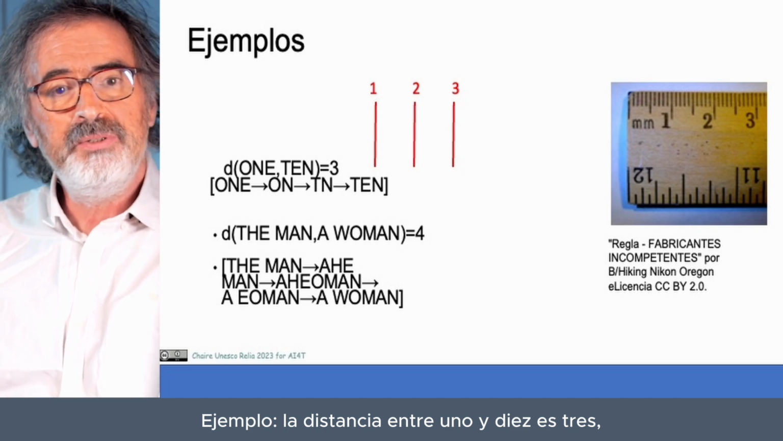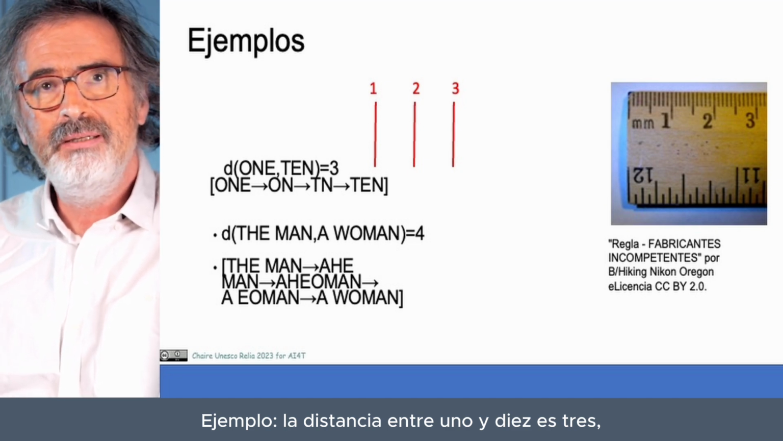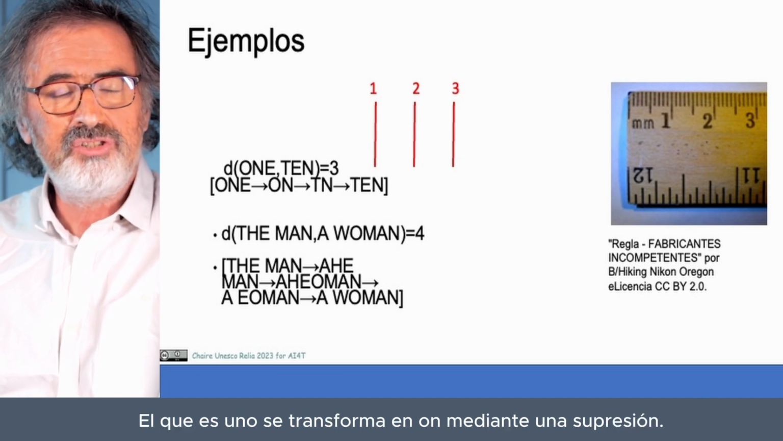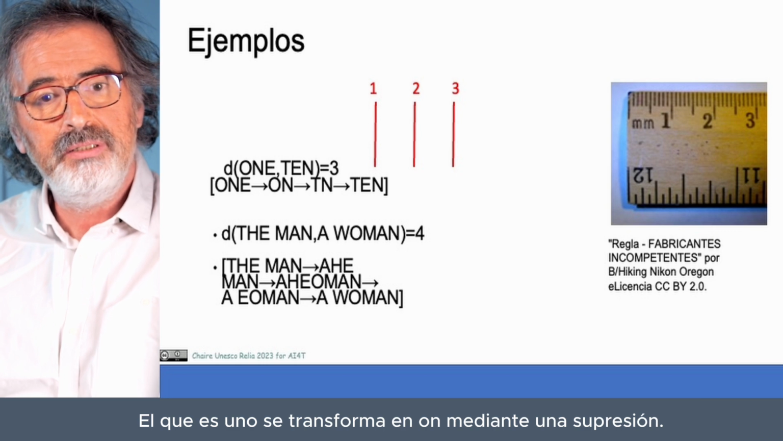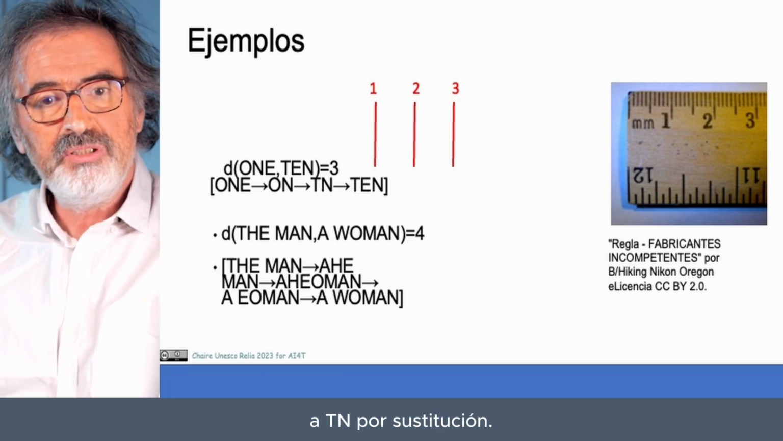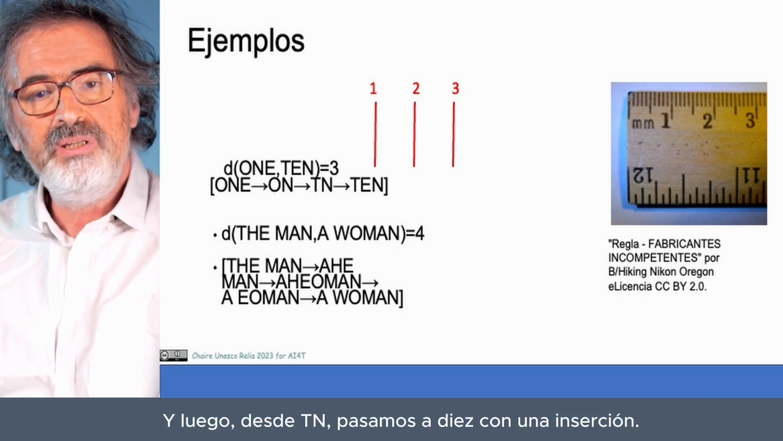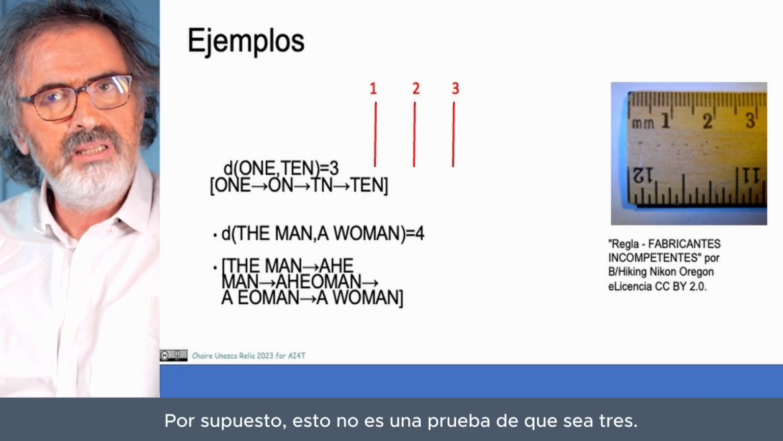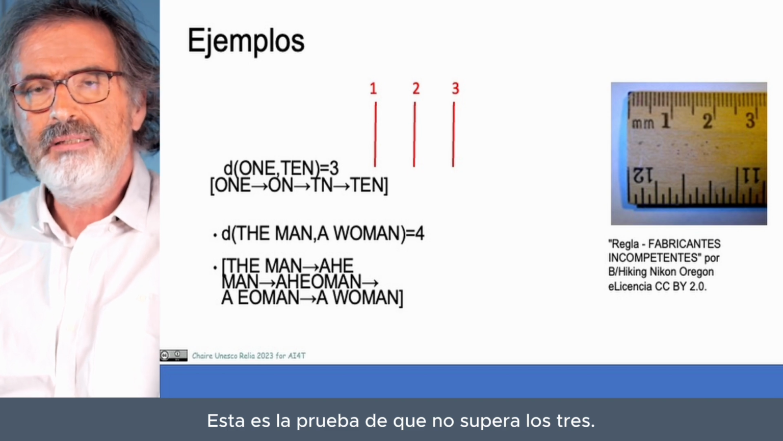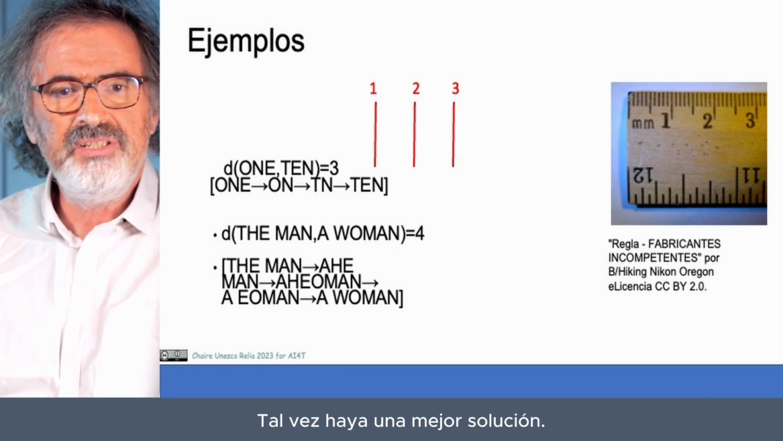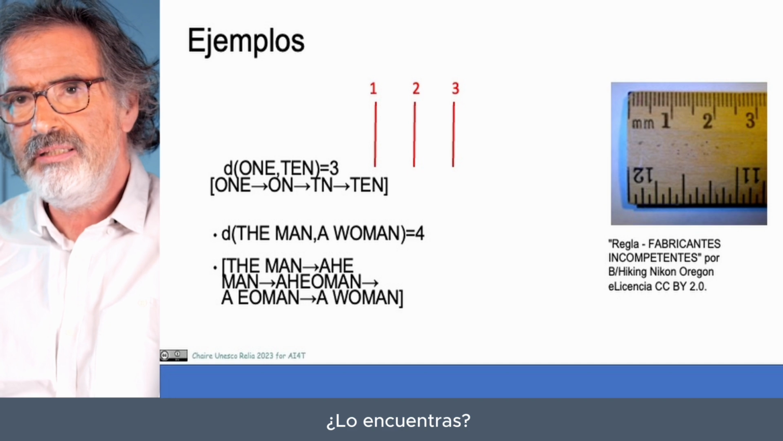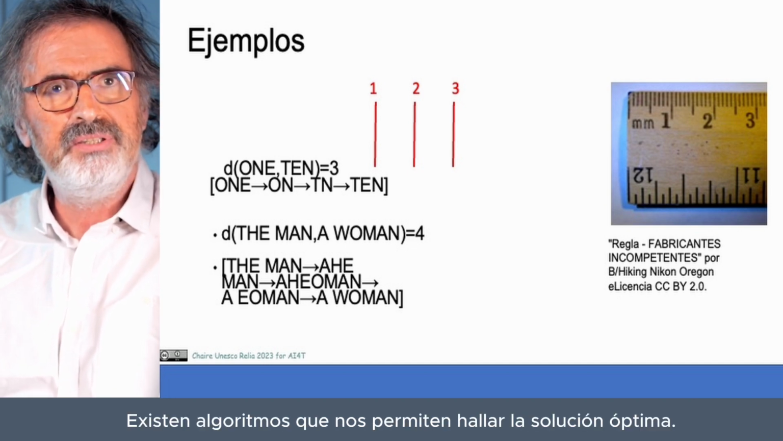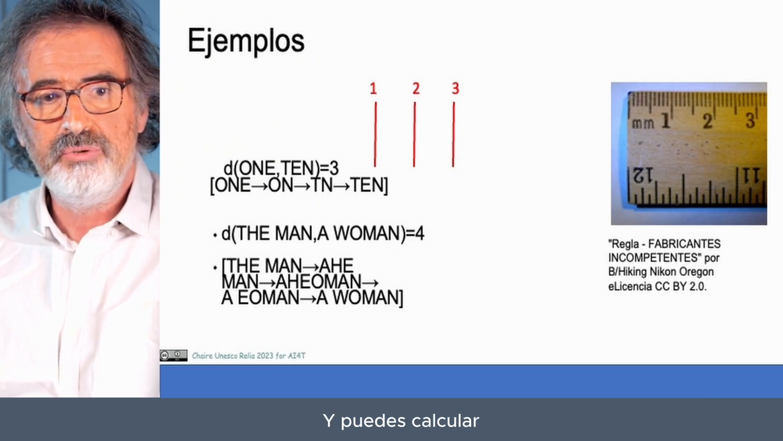For example, the distance between 1 and 10 is 3, because there is a path of length 3, which is: 1 is transformed into on by a deletion, into tn by a substitution, and then from tn we go to 10 by an insertion. Of course, this is not a proof that it is 3. This is a proof that it is at most 3. Perhaps there is a better solution. Can you find it? No, you can't. There isn't a better solution. There are algorithms that allow us to find the optimal solution.